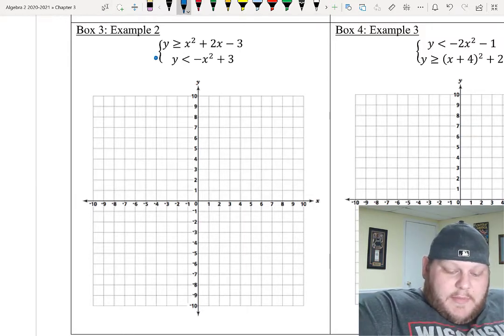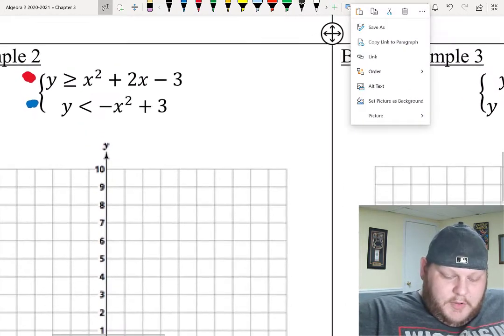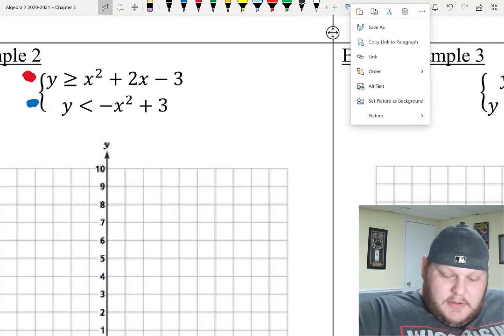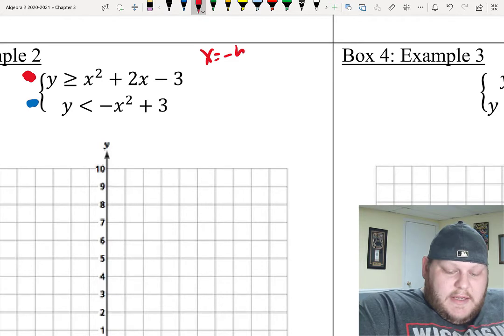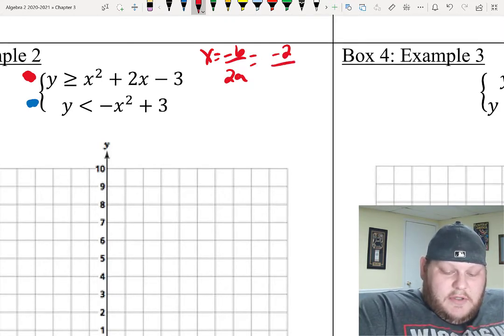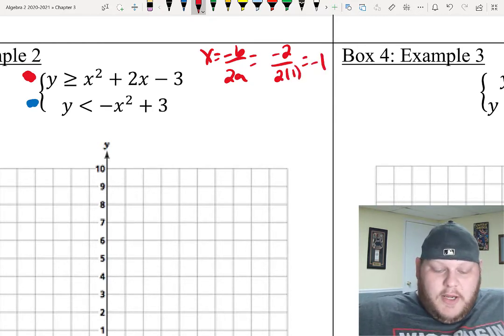Here again, I'm going to do my bottom in blue, my top in red. For my red graph, we'll do some scratch work over here to the side. So I'm going to do x equals negative b over 2a, which is negative 2 over 2 times 1. So negative 1 is my AOS for the top one there in red.